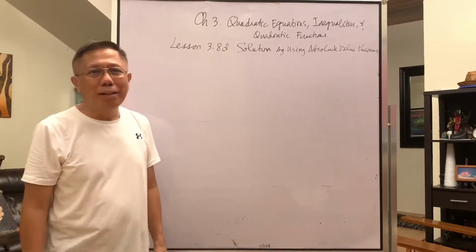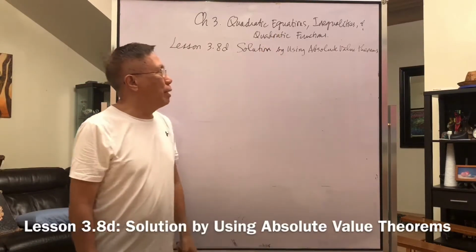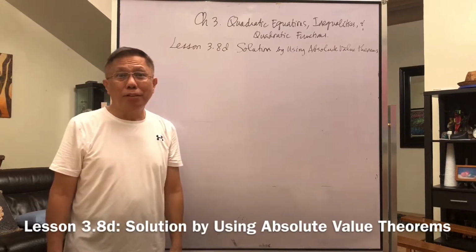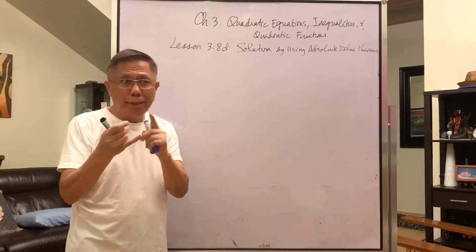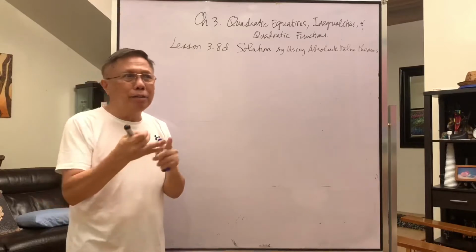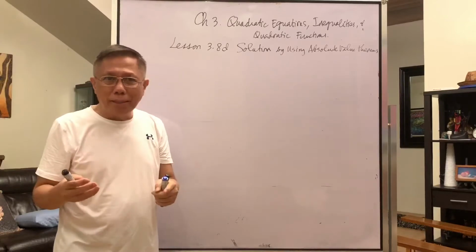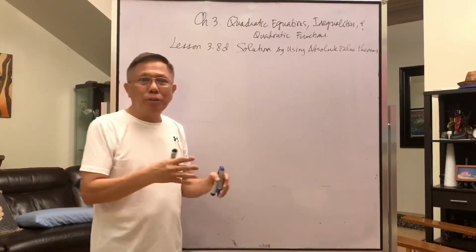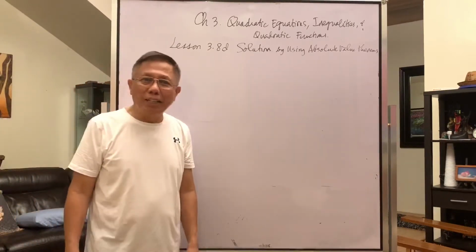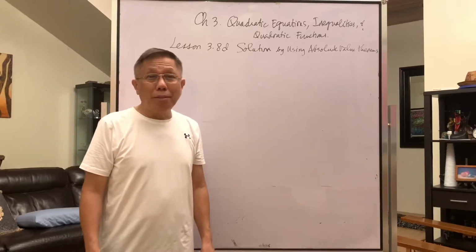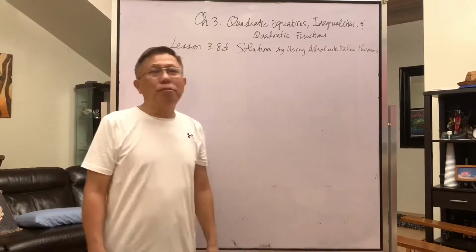We are now going to discuss solution of quadratic inequalities by using absolute value theorems. The first two methods that we have discussed, a solution by interval method and solution by using two theorems, are somewhat limited because they will be more conveniently used when the given quadratic inequality is factorable. We can actually solve the solution set of any quadratic inequality by using absolute value theorems.